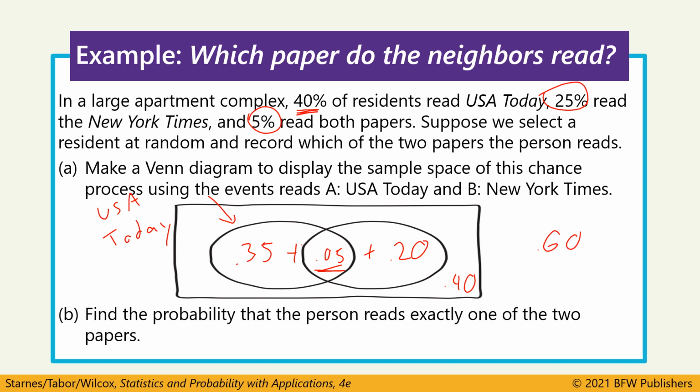Part B, find the probability that a person reads exactly one of the two papers. So in this case, we have the people reading just USA Today or just New York Times, and we're not going to include that 0.05 where they read both, and we get 55%.